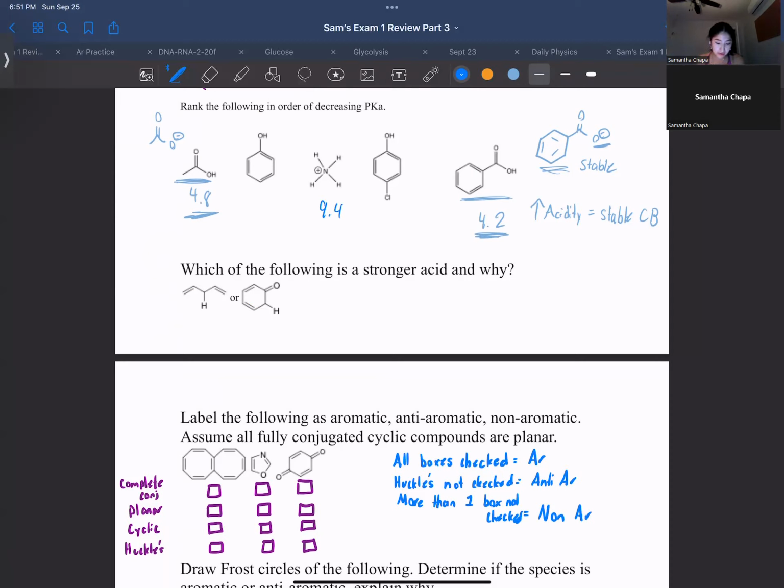And then I'll go to phenol. That's one of the ones that we should know. So phenol's pKa is 10. And then I included this one right here. This is not one of the pKas that we should remember.